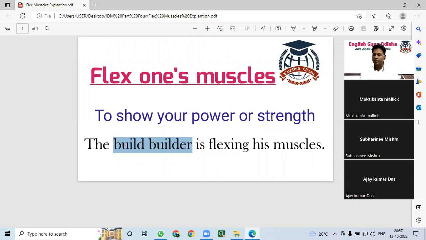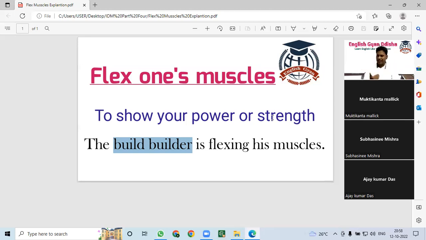Suppose I have a fight with Muktikant sir, and Muktikant sir has already 60 or 70 friends. They are ready to die for him. And all of a sudden he called everybody and they are in front of me. That time I can say, oh, Muktikant sir is showing his flex, or flexing his muscles to me. So it is something called show your power or strength. So that is called flexing one's muscle.